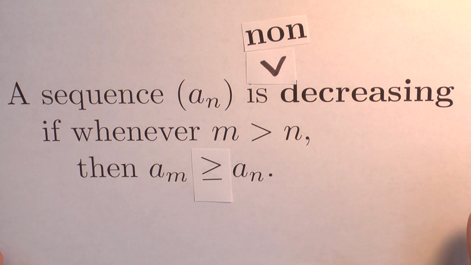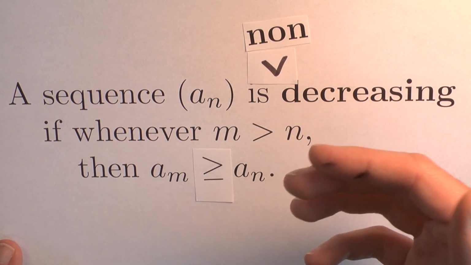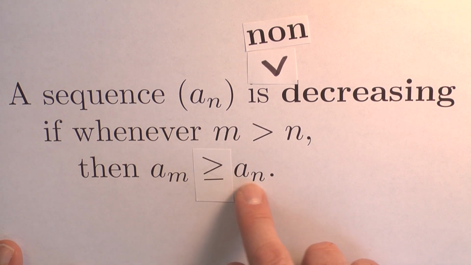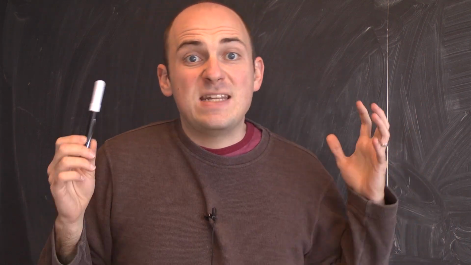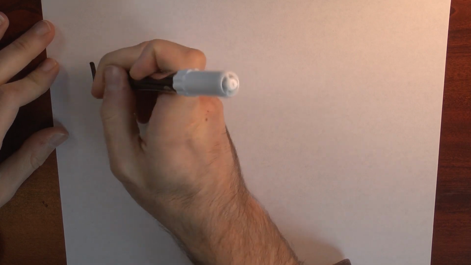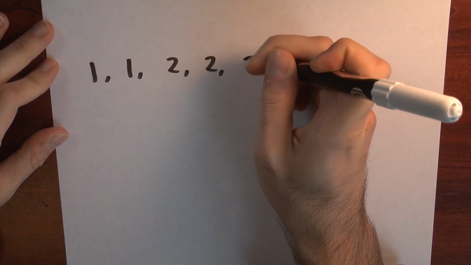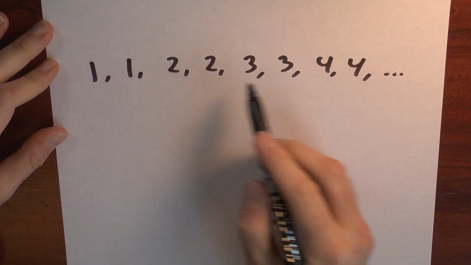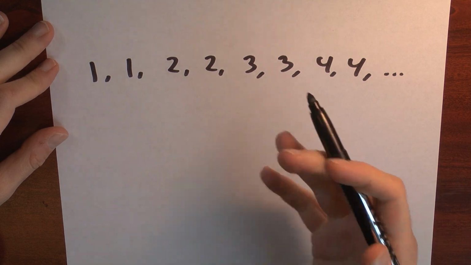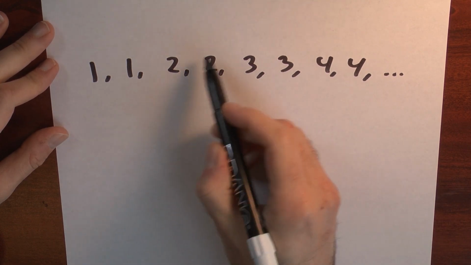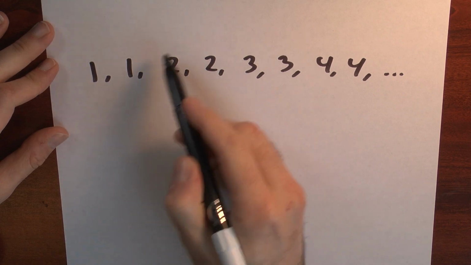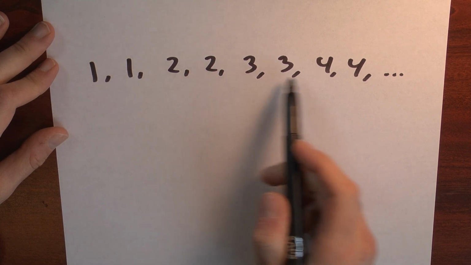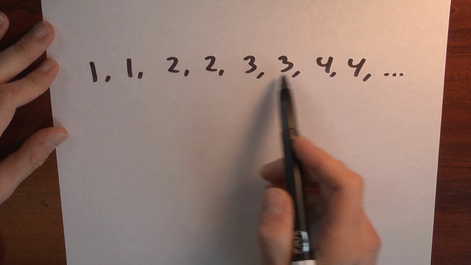So a non-decreasing sequence is not getting any smaller in the sense that future terms are at least as large as previous terms. Here's an example of a non-decreasing sequence. The sequence might start 1, 1, 2, 2, 3, 3, 4, 4, and so on, where it sort of repeats itself. This sequence isn't increasing because later terms are not larger than earlier terms. 2 is not greater than 2. But the sequence is non-decreasing, right? At least the terms aren't getting any smaller.